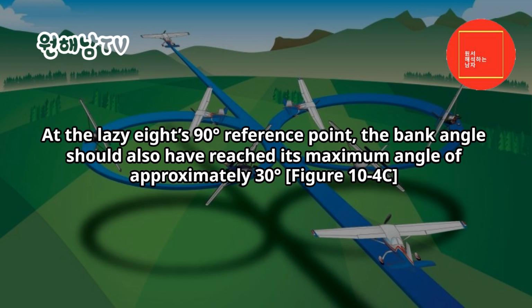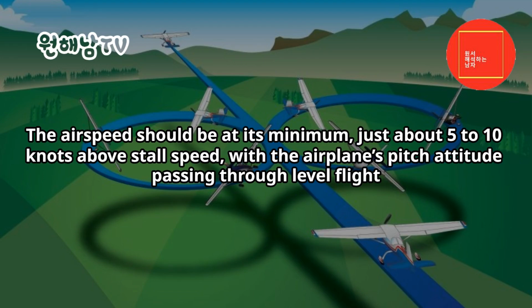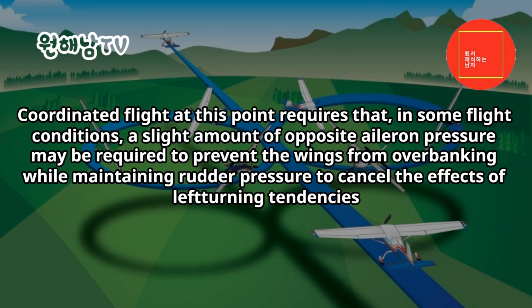At the lazy 8's 90 degrees reference point, the bank angle should also have reached its maximum angle of approximately 30 degrees. Figure 10-4c. The airspeed should be at its minimum, just about 5 to 10 knots above stall speed, with the airplane's pitch attitude passing through level flight. Coordinated flight at this point requires that, in some flight conditions, a slight amount of opposite aileron pressure may be required to prevent the wings from overbanking while maintaining rudder pressure to cancel the effects of left-turning tendencies.